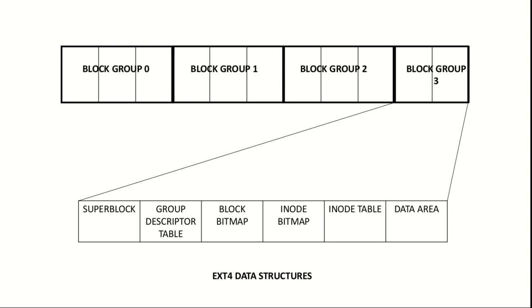groups too. Let me summarize what we have discussed in this video. The EXT4 file system is stored as blocks of fixed size. Consecutive blocks are grouped together in block groups, with each group having the same number of blocks except the last group. Within each block group, a unique layout of data structures is found. The data structures include superblock, group descriptor table, block bitmap, inode bitmap, inode table, and data area.